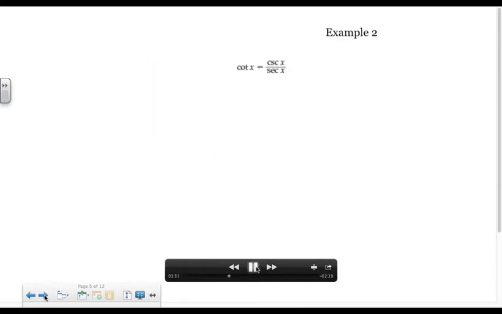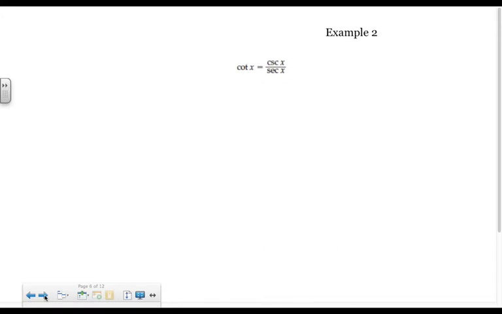Okay, example 2. So on this side, I'm going to manipulate this side of the equal sign. It really doesn't matter which one I do. Okay, in fact, you can rearrange them. It's just like algebra, but I can't move across the equal sign. So, I could use cotangent and turn it into cosecant, but usually you look at what's the easiest one to manipulate, and that would be cosecant over secant.